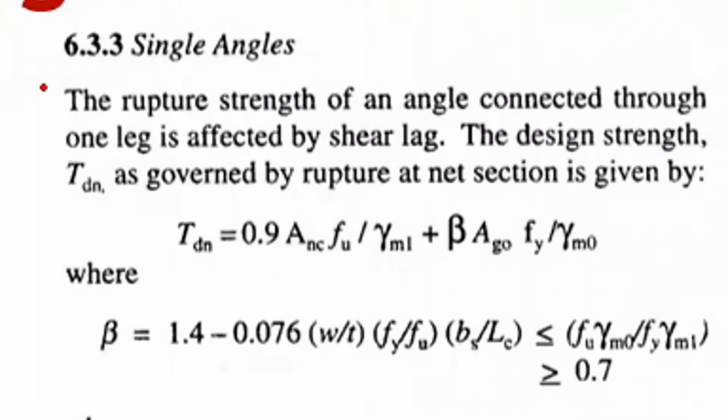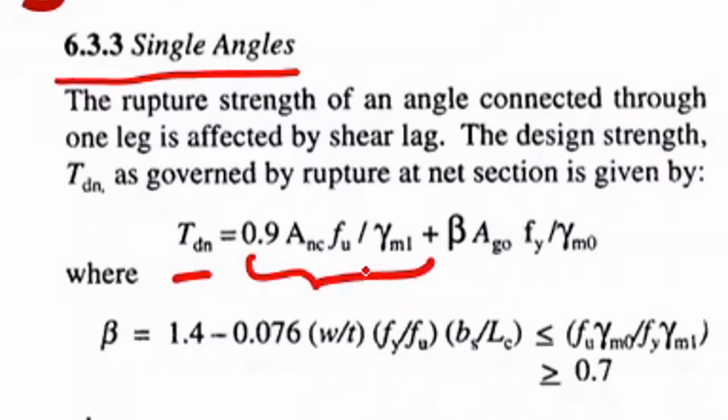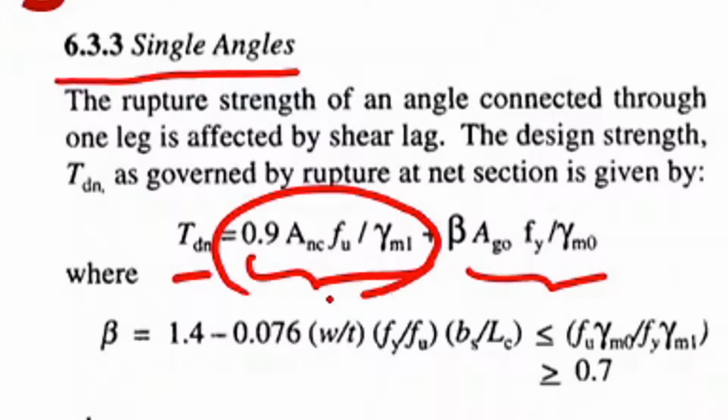Again, if you see IS 800-2007, clause 6.3.3, for a single angle connected to a gusset plate, the rupture strength Tdn is equal to 0.9 Anc Fu upon gamma M1 plus beta Ago Fy upon gamma M0. The first term is for the connected leg, the second term is for the unconnected leg.